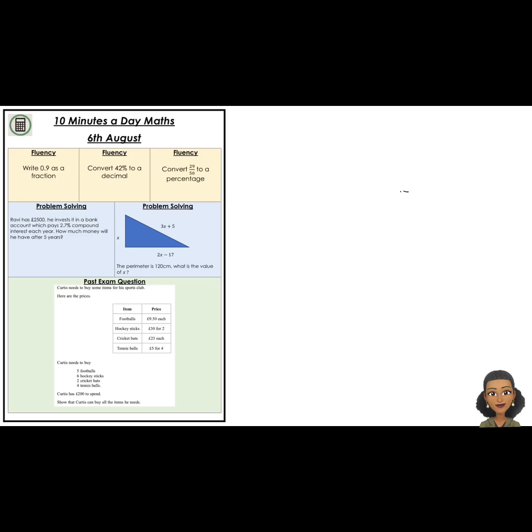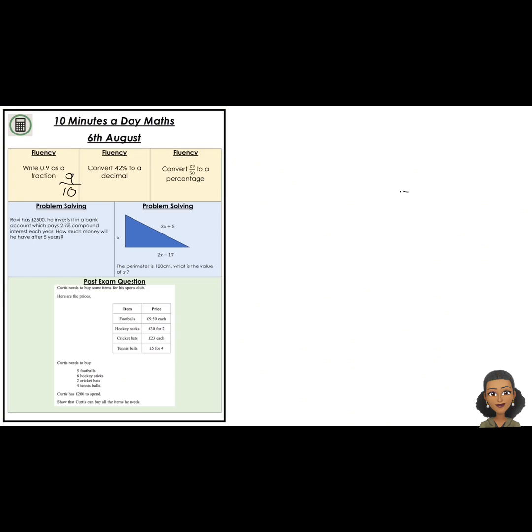So let's get started. We've got 0.9 as a fraction as our very first question. Now, for me, the easiest thing to do is convert to a percentage, which is 90%. You know, percentages are out of 100. So 90 divided by 100 is 9/10 as a fraction. So 90 over 100, then we simplified it because we've divided each one by 10. So the first one here, 9 over 10.